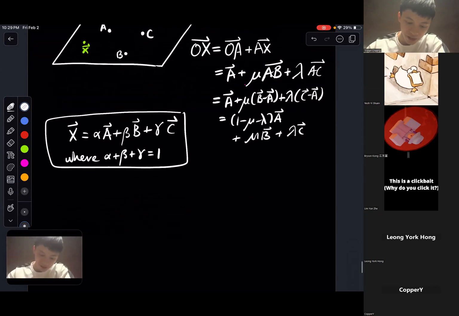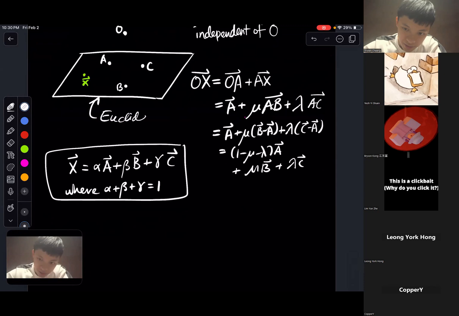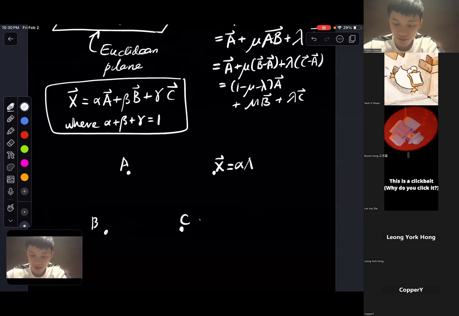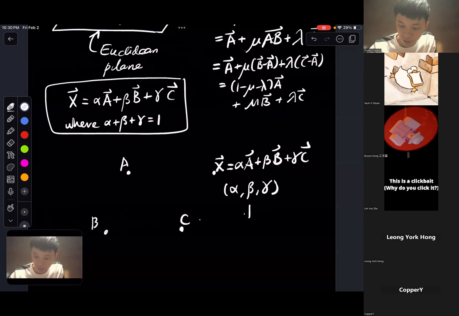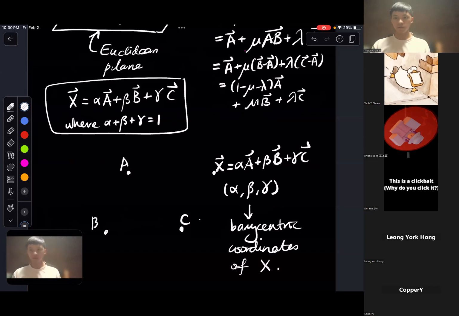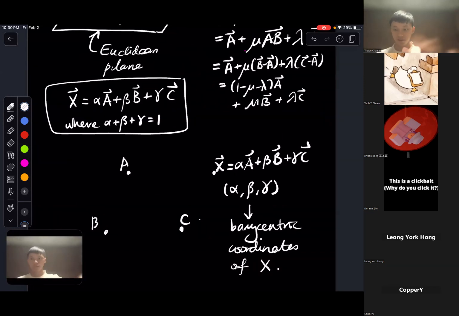Right? So now imagine that this is our Euclidean plane. So we have A, B, and C chosen. Then any other point X can be written as a linear combination of A, B, and C with those three numbers adding up to 1. And so this triple will be the coordinates, the barycentric coordinates of X. It means every point on the plane now has three numbers associated to it: alpha, beta, and gamma.